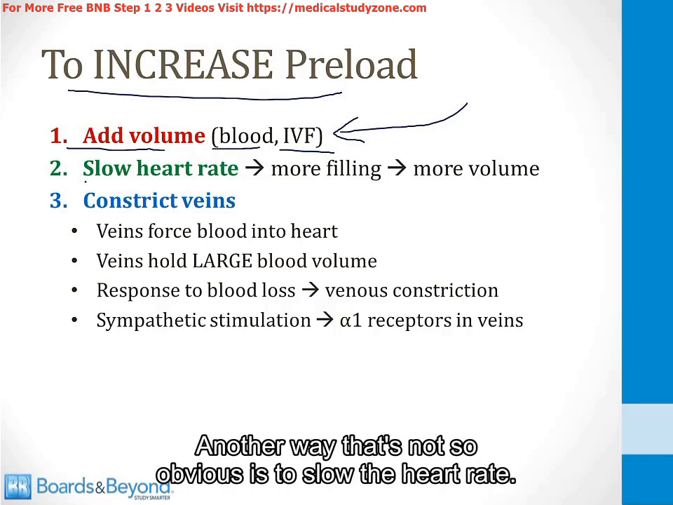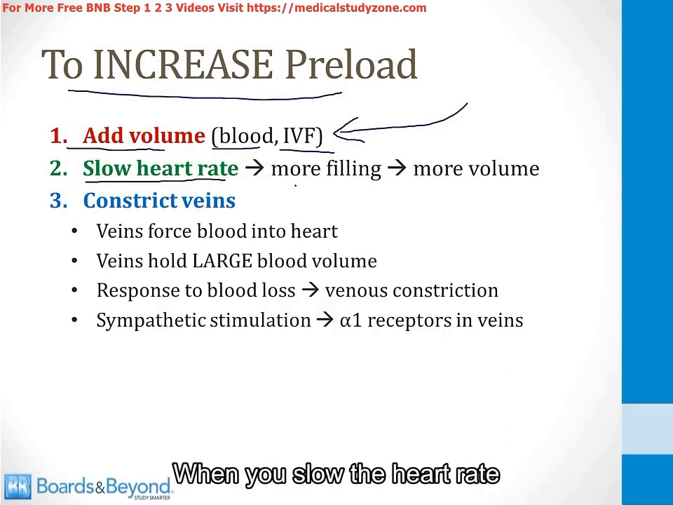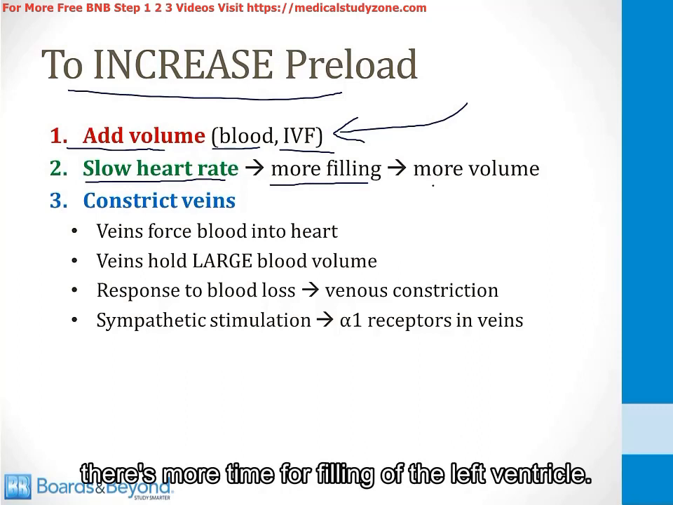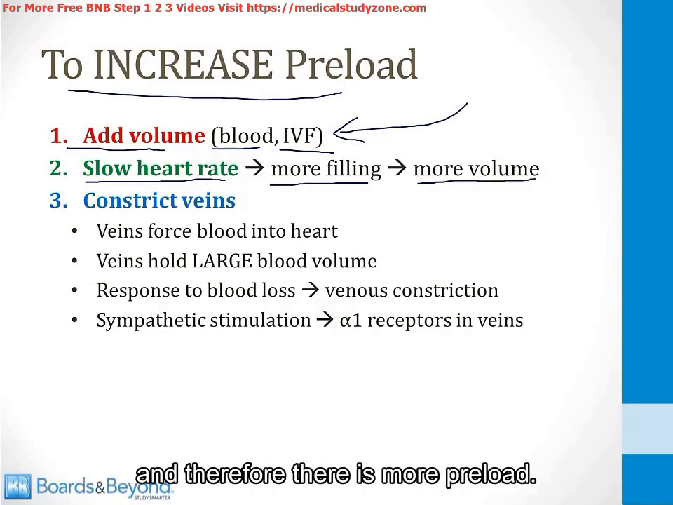Another way that's not so obvious is to slow the heart rate. When you slow the heart rate, there's more time for filling of the left ventricle. Thus it fills with more volume, and therefore there is more preload.